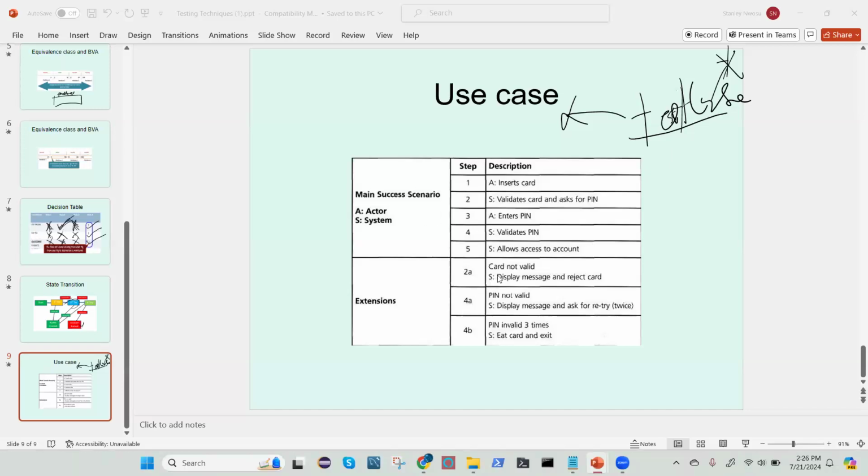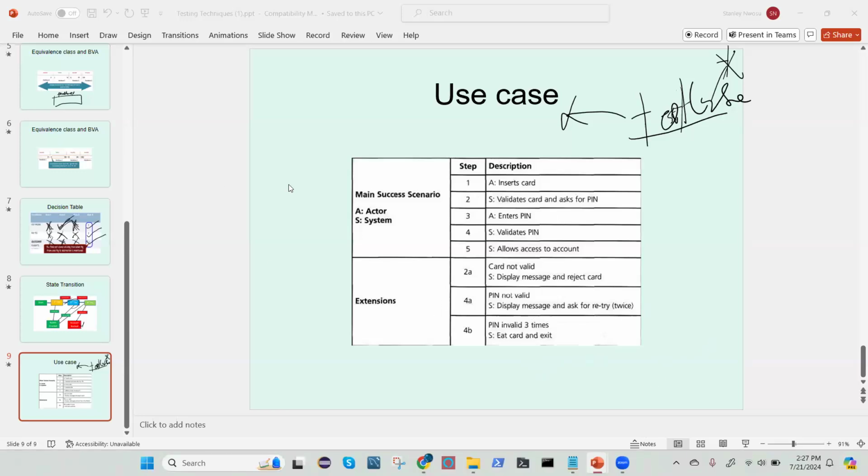Now, to explain further: maybe your card is not valid. It displays a message and rejects the card. Then, if the PIN is not valid, it displays a message and asks you to retry, just twice. You try twice if the PIN is not valid, and if the PIN is invalid the third time, it will hold the card and exit. Sometimes you can see on an ATM that it swallows the card.